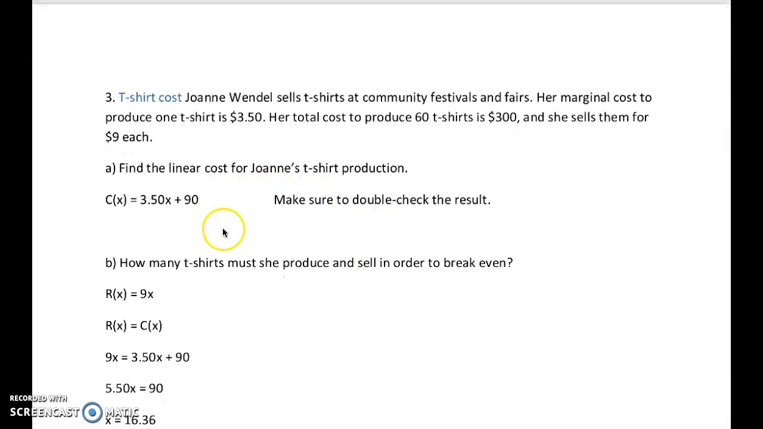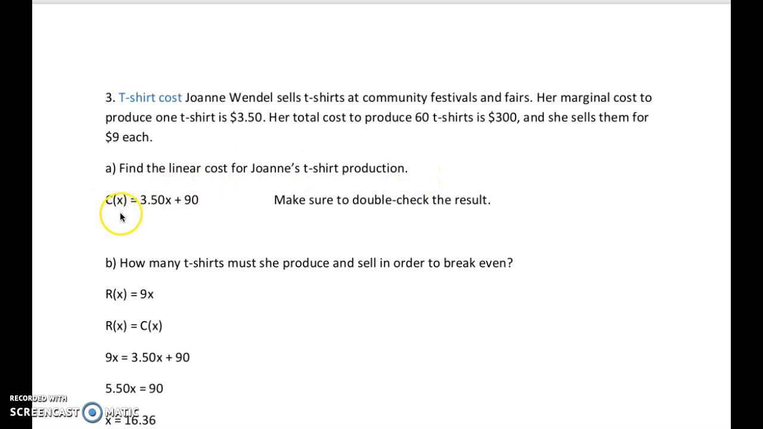So t-shirts, if we're going to sell some t-shirts, she has a marginal cost to produce a t-shirt of $3.50. This would represent our slope. And her total cost for 60 t-shirts is $300. And she sells them for $9 each. That's pretty decent. And so what we want to do is find the cost for her production.